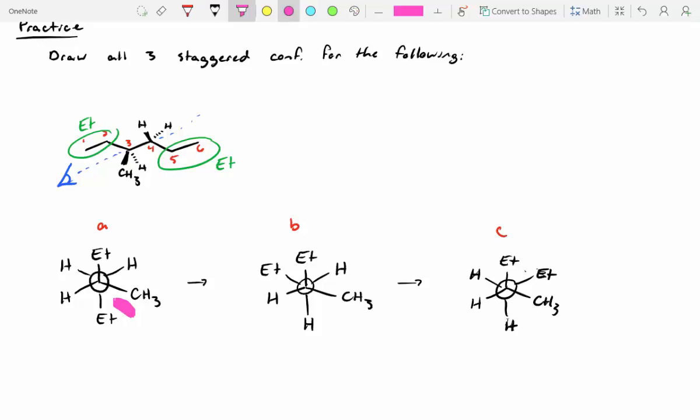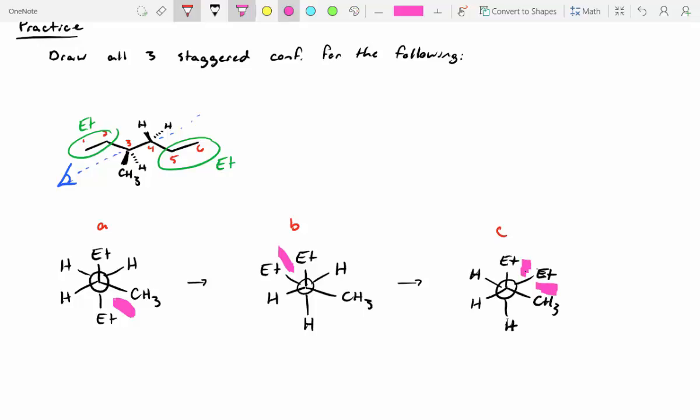Does B have any gauche interactions? Yep, we've got an ethyl-ethyl right here. What do you think's worse, a methyl-ethyl or an ethyl-ethyl? Ethyl-ethyl. And then C, do we have any gauche interactions? Two gauche. This is not good.